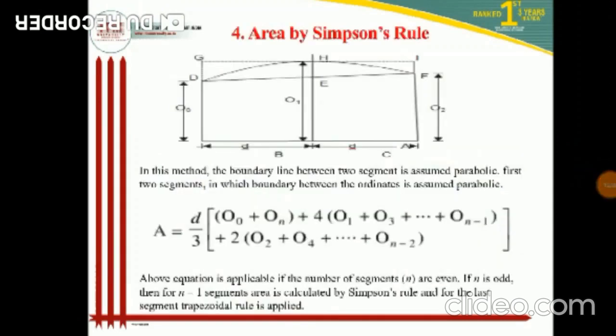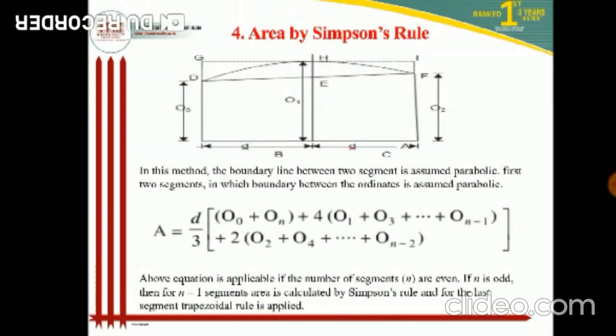Fourth one is Simpson's rule, also called Simpson's 1/3 rule. In this method the boundary line between two segments is assumed to be parabolic. So the boundary of any field is assumed to be of parabolic shape. First two segments, in which the boundary between the ordinates is assumed parabolic.